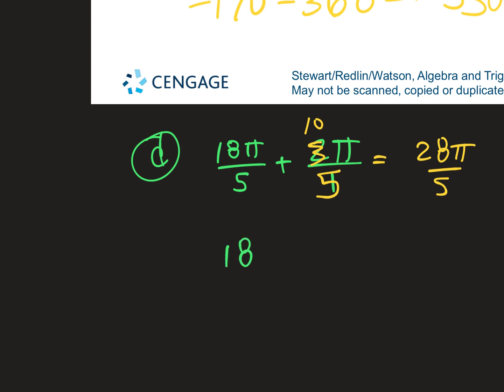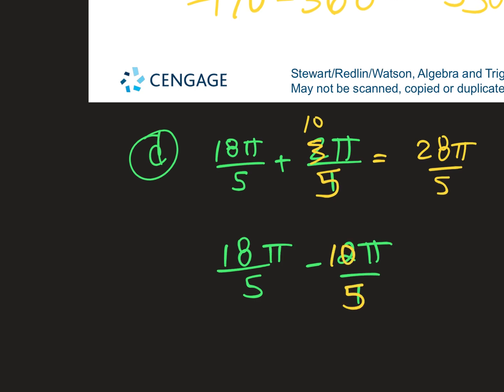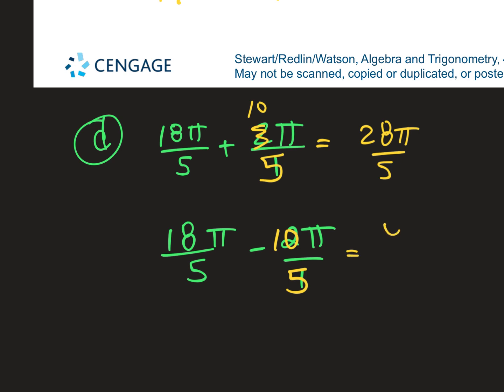Start again. And I'm going to now subtract 2 pi. Again, common denominator. What's the common denominator between 1 and 5? So this becomes 5, this becomes 10. You guys agree? What's 18 minus 10? 8 pi over 5. Is that a negative?